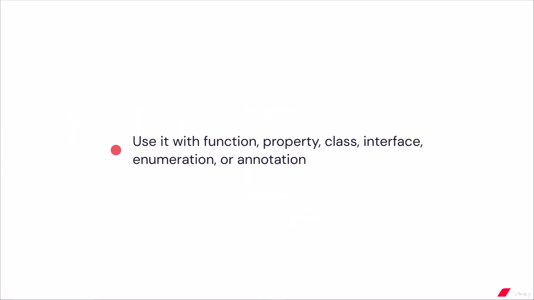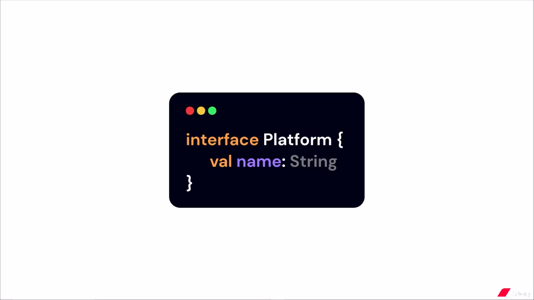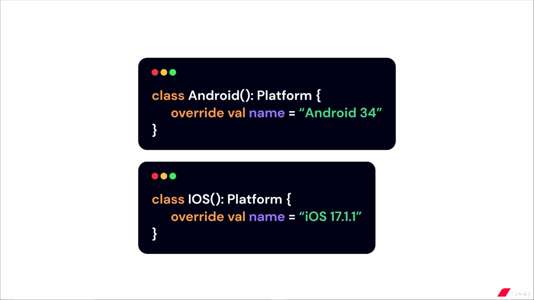As I already mentioned before, you can use this expect actual mechanism on functions, properties, classes, interfaces, enumerations, or annotations. Also, an alternative approach to this mechanism is the use of interfaces. For example, in the shared common main, you could declare an interface and its definition. And then, in other platform-specific source sets, you could implement that interface and define its implementation differently on each platform. With Kotlin interfaces, you don't limit your design to one implementation per target platform.